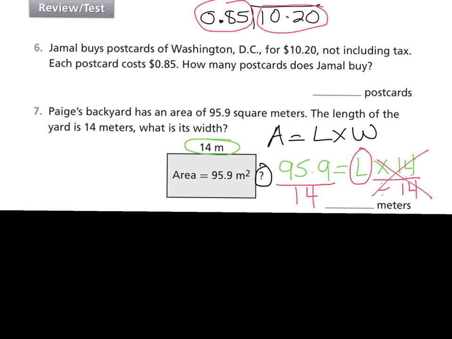So if we're going to divide this by 14, you could do that by drawing the line. That could be a fraction line, but also means to divide by. And now you have a math problem over here. 95 and 9/10 divided by 14. And that should be rewritten 95 and 4/10 divided by 14. No decimal in the divisor, so you don't have to move any decimals. So you can just bring your decimal straight up and go to work.